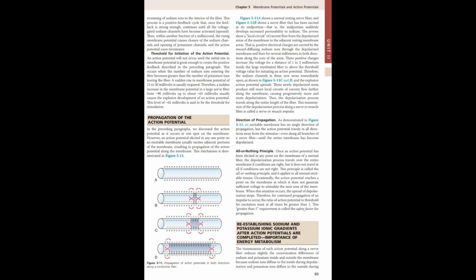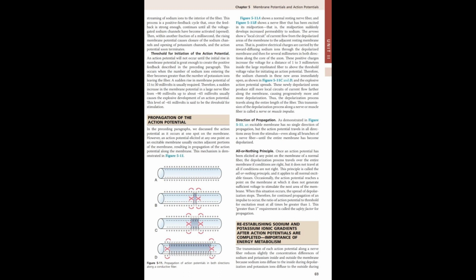All right. Now you do not highlight anything in the propagation of the action potential. You can do this from the slides, and then the direction of propagation. You can highlight: excitable membrane has no single direction of propagation, but the action potential travels in all directions away from the stimulus, even along branches of the nerve fiber, until the entire membrane has become depolarized.